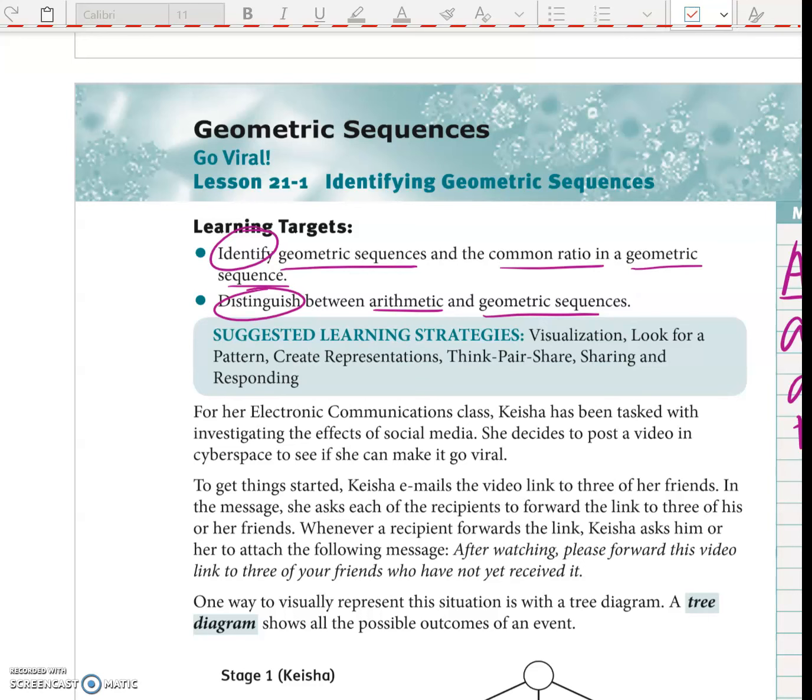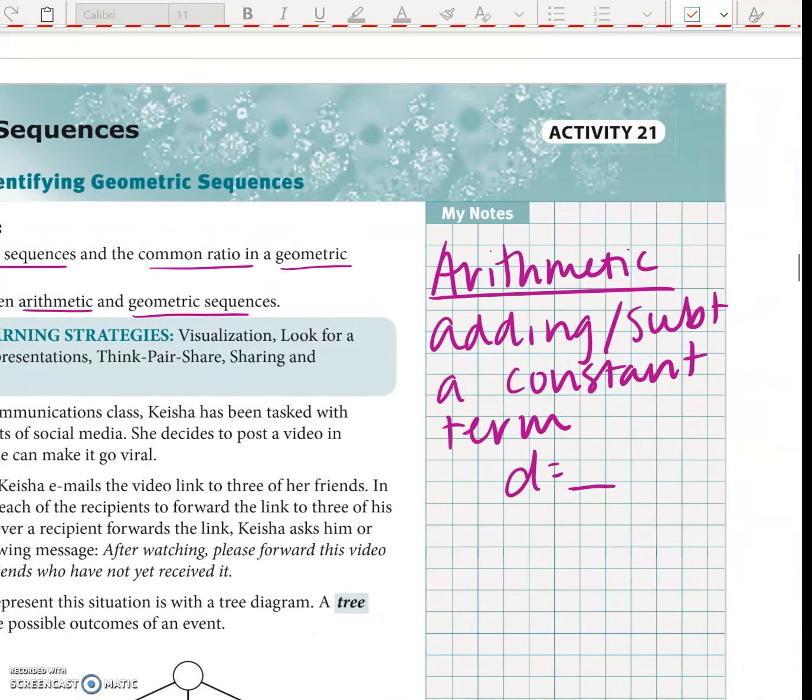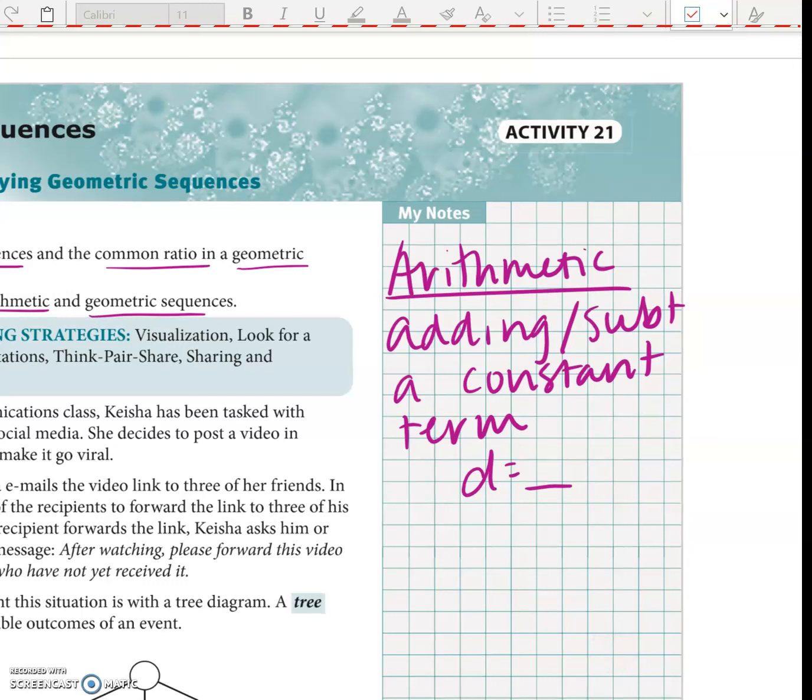So before we get into geometric, I just wanted to do a reminder of what an arithmetic sequence was. That's where you're basically adding or subtracting a constant term each time, and we call that the common difference with the letter D. So if you had a sequence that was 2, 4, 6, 8, you can easily see that you are adding 2 each time. So that common difference would be D equals 2.